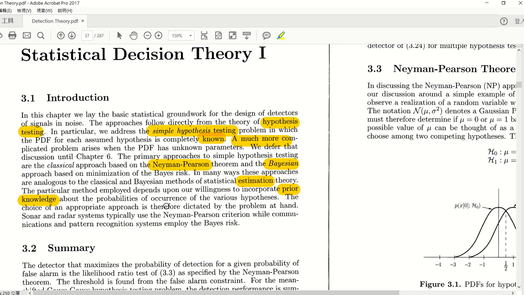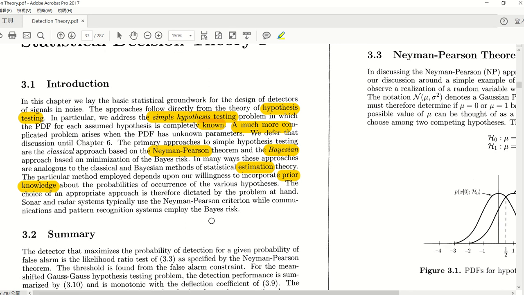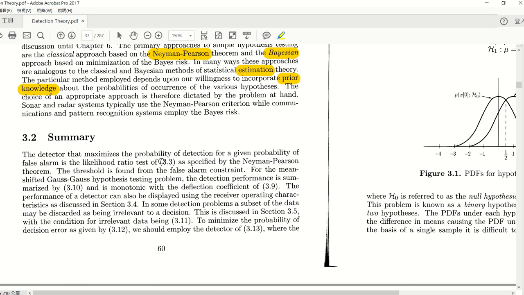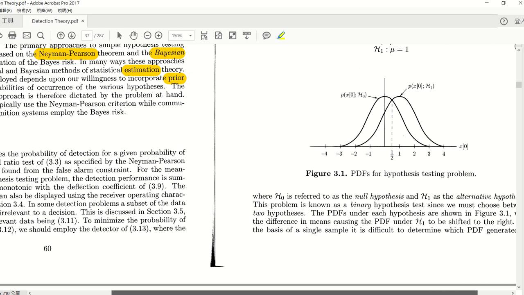So the choice of appropriate approach is therefore dictated by the problem at hand. Different applications have different philosophies. Some use Neyman-Pearson and some like to use the Bayes approach. And here's a summary of which chapter says what, but it doesn't matter. We will go at our own pace, and some of them will be skipped. So we'll just move on our own.